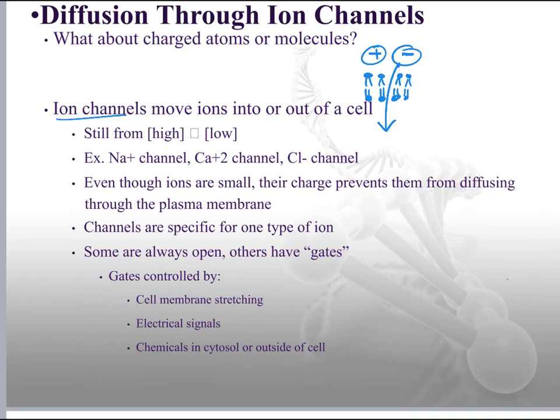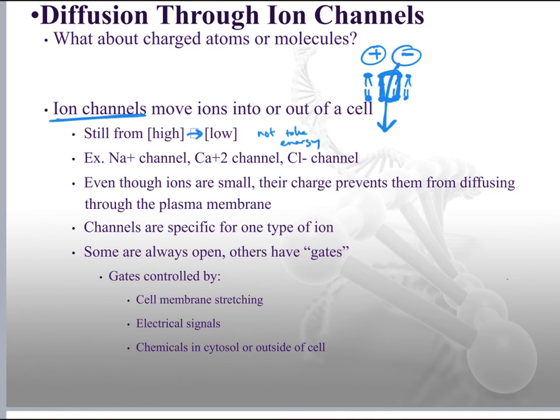We have something called ion channels, all right? So we have to have some sort of thing in here, okay, something in the plasma membrane to help this move through. We're still moving from high to low concentrations, which means this does not take energy. Okay? It's still passive. An example here, a sodium channel, a calcium channel, a chloride channel, they're all able to move, okay, charges, ions through the plasma membrane.